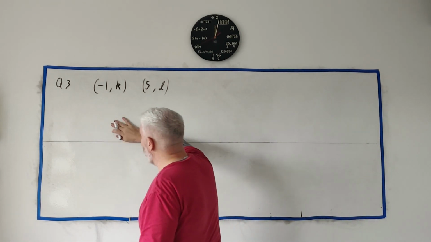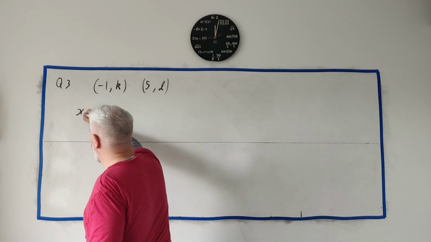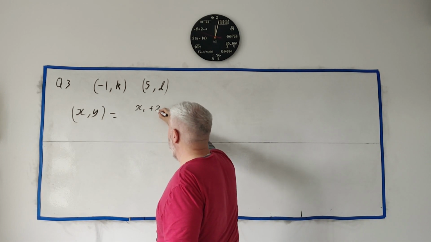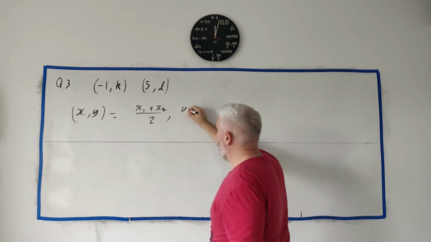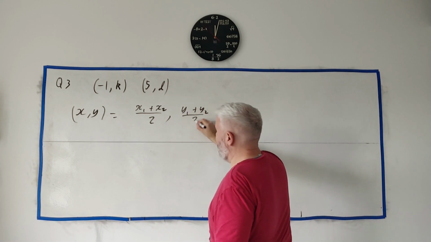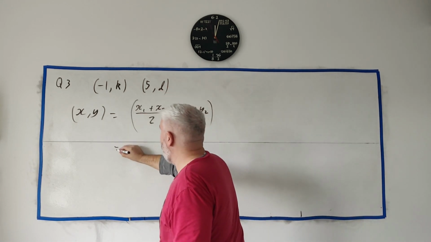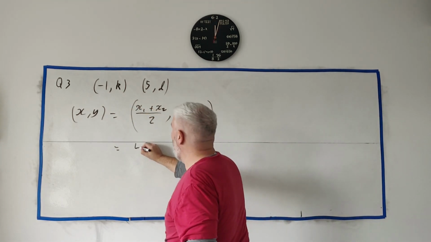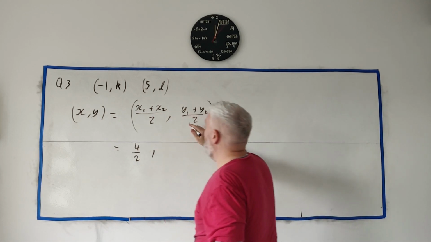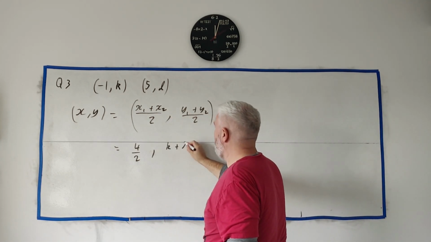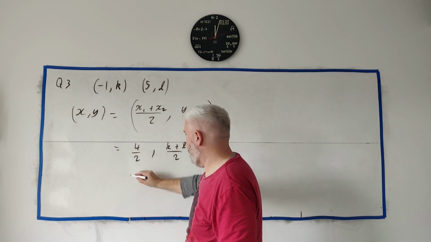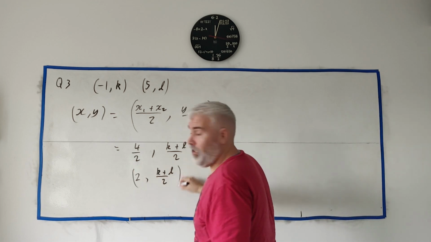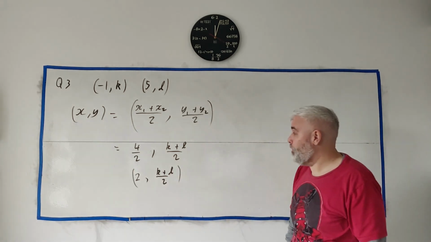The formula for a midpoint, how do they write that? (x, y) is equal to x1 plus x2 over 2, y1 plus y2 over 2. This is just from your formula table. So we just put that in. x1 plus x2 is just a 4 over 2, and this becomes k plus l over 2, which is what they wanted. I said just turn that into a 2, k plus l over 2. So that's it. That's shown part B. It's part B, part 1.